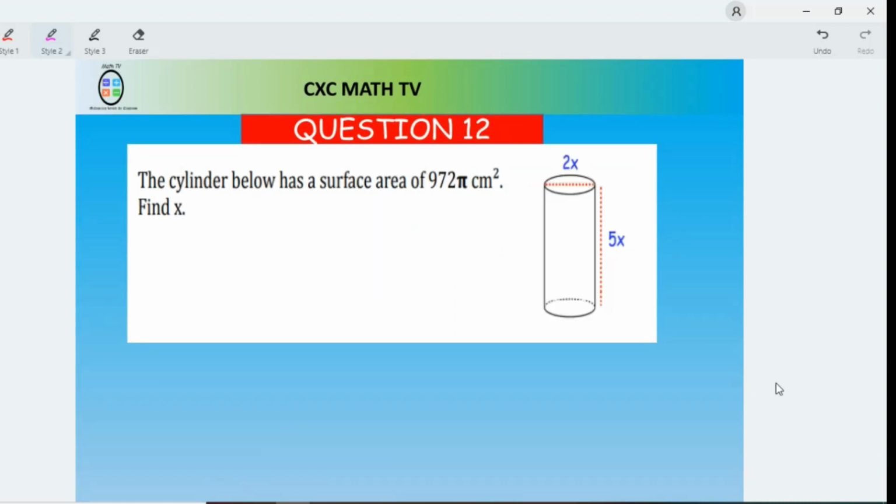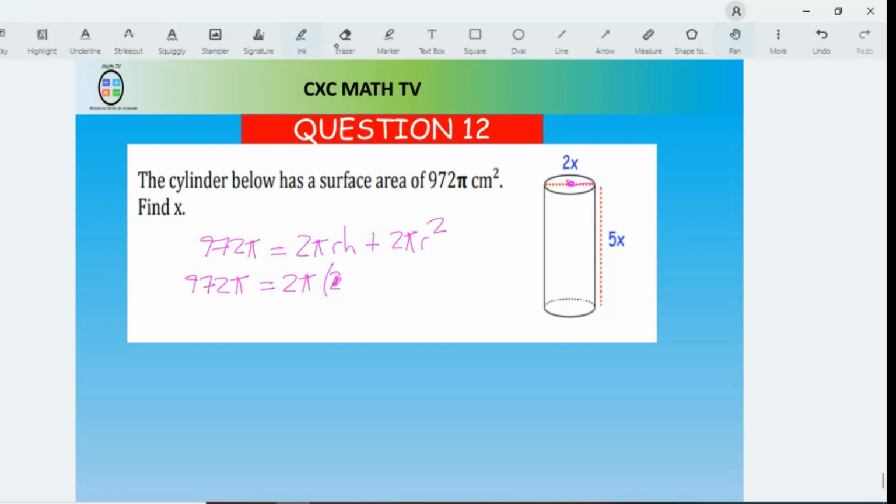Final question. It says the cylinder has a total surface area of 972 pi centimeters squared. Find the value of x. Pause the video and attempt. So the first thing that we do is we say 972 pi is equal to 2 pi rh plus 2 pi r squared. So 972 pi is equal to 2 pi times the radius, and the radius is not 2x. So I nearly made that mistake. The radius is just x.